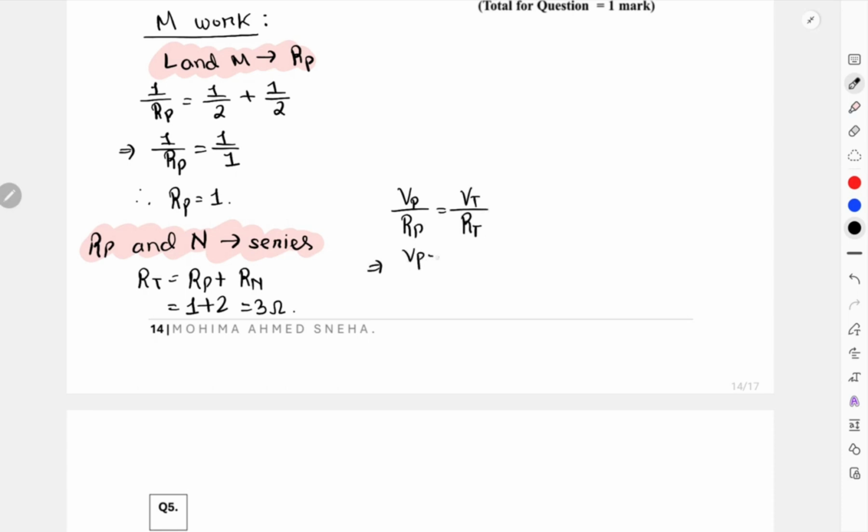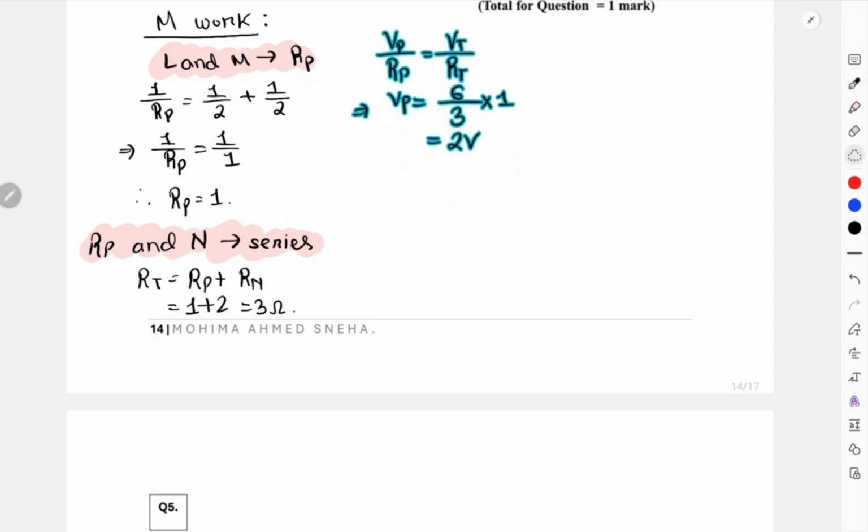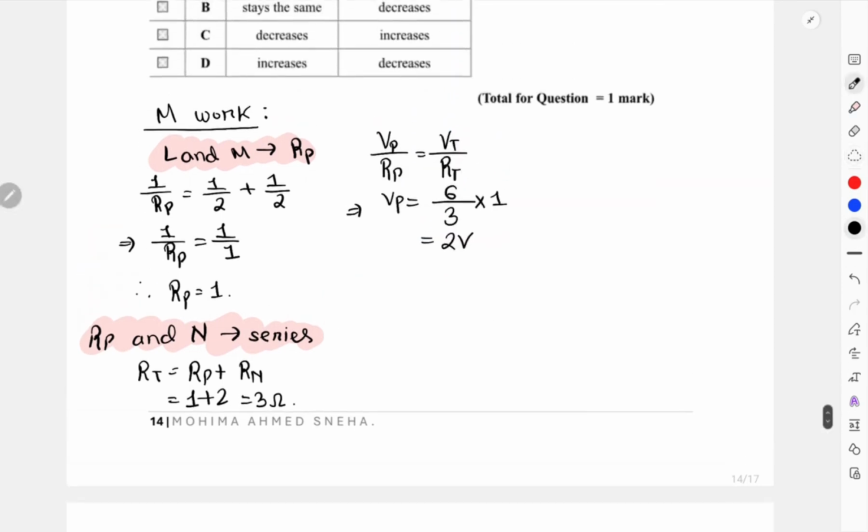Our Vp was unknown, right? V total I assumed as 6, RT I calculated as 3, and RP was 1. So you get 2 volt, right? So out of 6 volt, only 2 volt will be received by the entire parallel combination, and RN will receive 4 volt for itself, right? So from this calculation I can understand how much each component was supposed to receive in this condition.